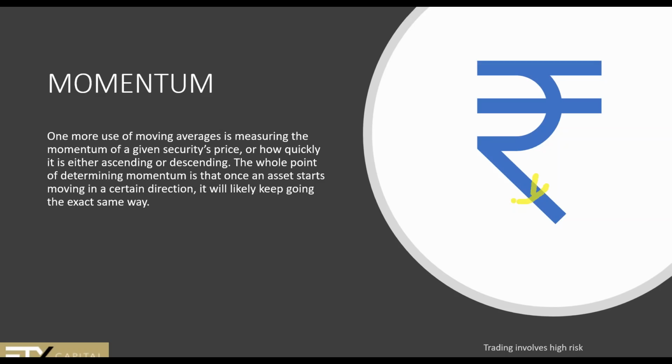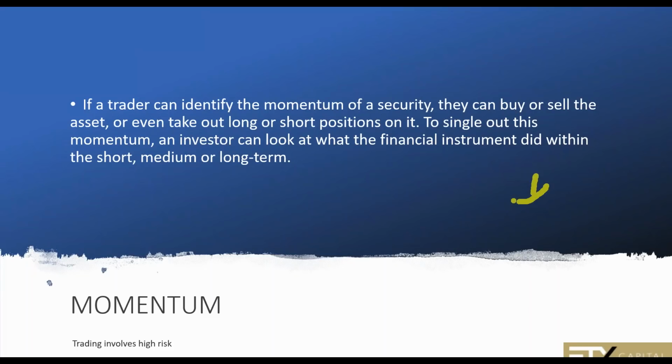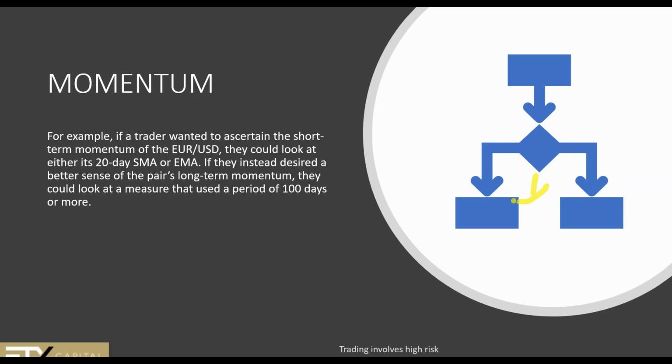One more use of moving averages is measuring the momentum of a given security's price, or how quickly it is either ascending or descending. The whole point of determining momentum is that once an asset starts moving in a certain direction, it will likely keep moving in that exact same direction for a while. So if a trader can identify the momentum of a security, they can buy or sell that asset and even take out long or short positions on it. To single out this momentum, an investor can look at what a financial instrument did within a short, a medium, and a long-term frame.